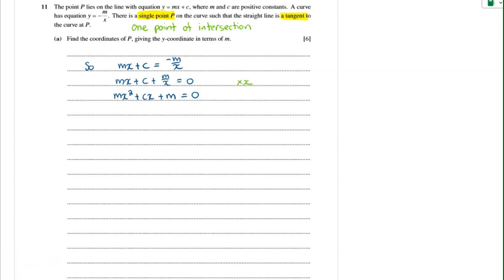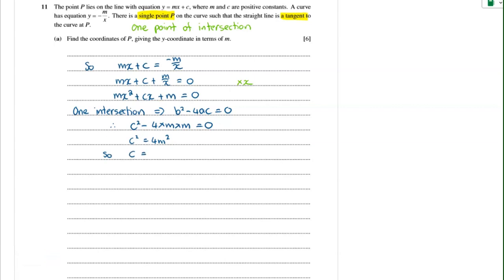Now we need to give our answer in terms of m. We don't want the c there. And so we know that because there is one point of intersection, if we're trying to solve this quadratic to find x values, there's only one answer, there's only one solution. And the only way you can have one solution for a quadratic is if the discriminant is 0. And so b squared minus 4ac is 0. So we take what we have and say, all right, well, what's b squared minus 4ac? We get c squared minus 4 times m times m, which is c squared is equal to 4m squared.